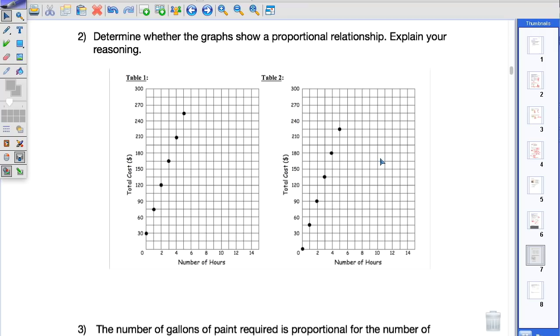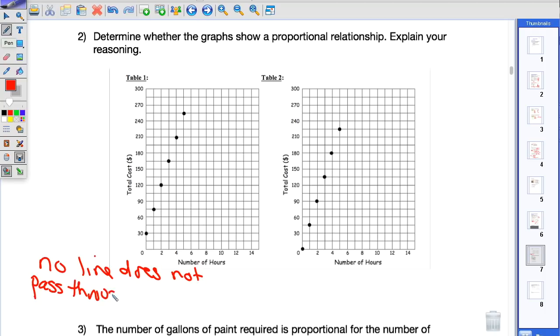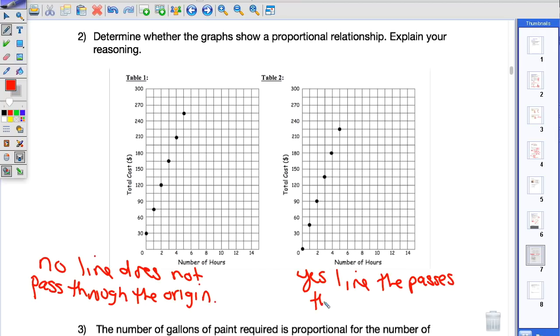So in the first graph, these are not a proportional relationship because the line does not pass through the origin. But in the second graph, since the line does pass through the origin, it is proportional. So this is yes, the line passes through the origin.